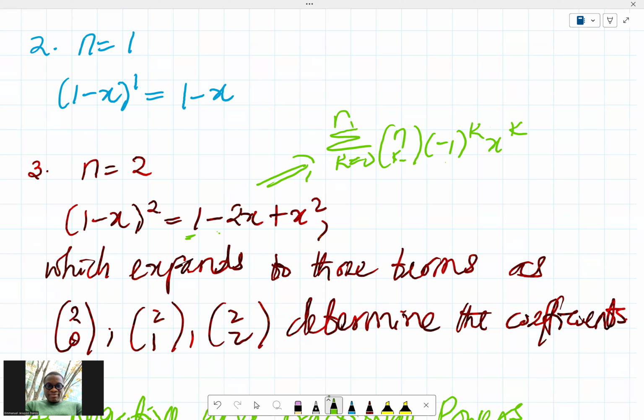So when k is 2, 2 combination 2 will be 1 also. That's why the coefficient of x squared is 1. And then minus 1 raised to 2 is positive. That's why this is positive. And then you have x raised to 2. That's exactly why we have this. So you can also apply that idea here.